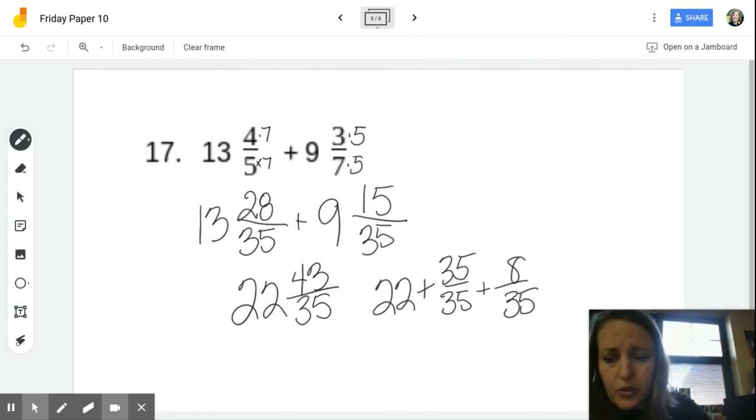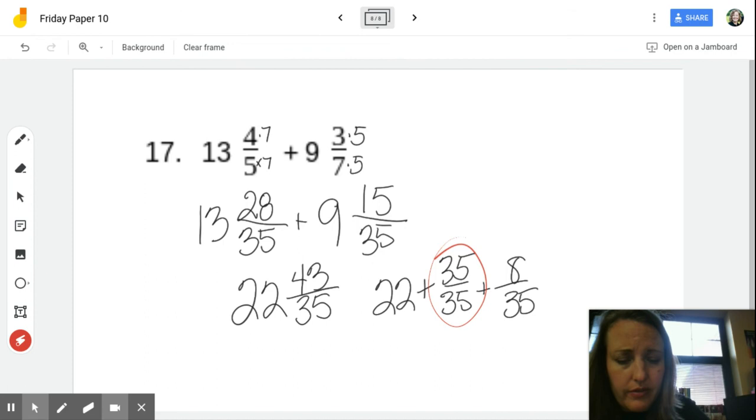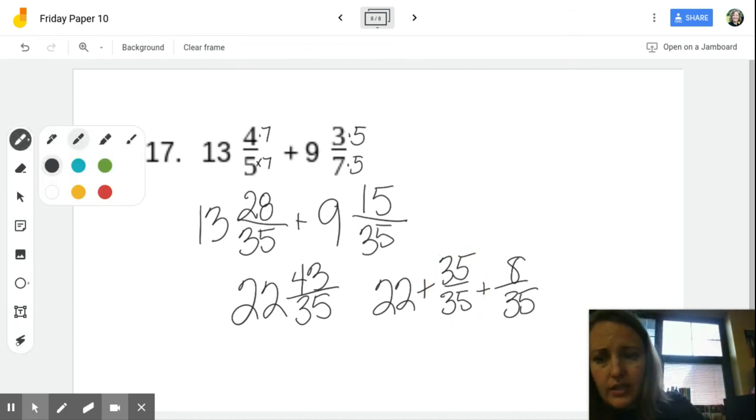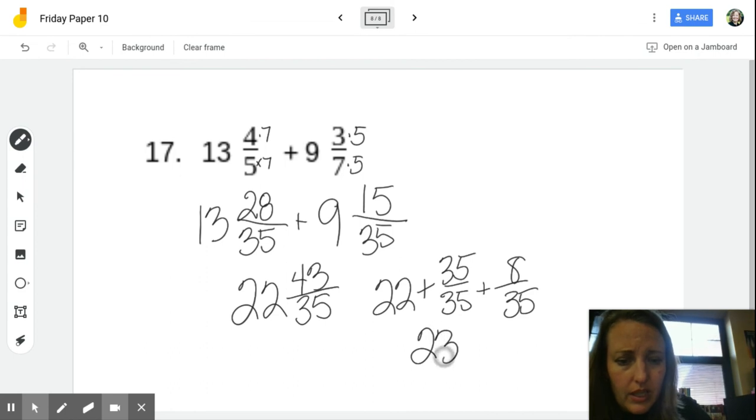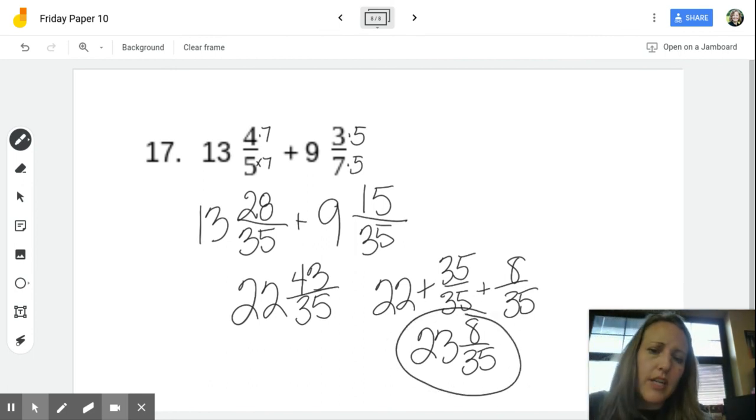What's 22 plus 35 35ths? That's going to be 1, right? So 22 plus 1 is 23. And then 8 35ths. Okay, 23 and 8 35ths is my answer. If you go crazy and try to make that an improper fraction, it will work. It's just going to be really big.